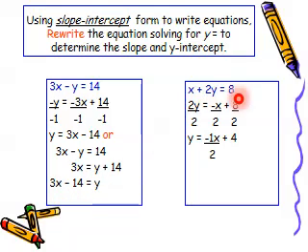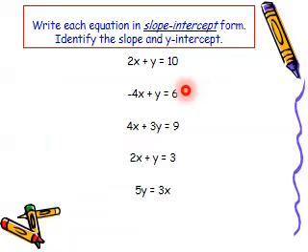Second example, x plus 2y equals 8. So I go ahead and subtract the x over to get 2y equals negative x plus 8, and divide both sides by 2. And then here I have my final equation, y equals mx plus b, with a slope of negative 1/2 and a y-intercept of 4.